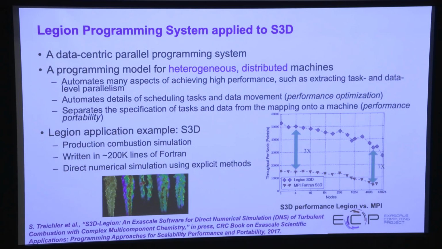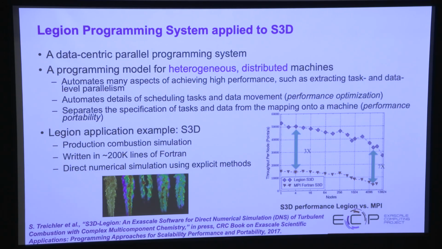So if you look at the weak scaling plot again on the right, what I'm showing here is the throughput, grind time per node, and number of nodes, at this time on Titan, I think, was up to 13,000 or 14,000 nodes. The weak scaling for the Legion S3D code is shown by the blue symbols, and the red symbol shows the MPI Fortran version of the S3D code.